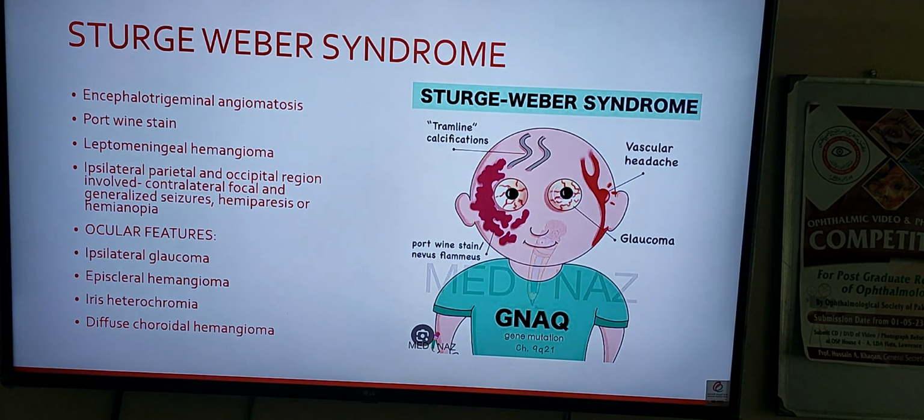The ipsilateral parietal and occipital region is involved, which results in contralateral focal or generalized seizures, hemiparesis, and hemianopia. The ocular features are ipsilateral glaucoma, episcleral hemangioma, iris heterochromia, and diffuse choroidal hemangioma. So whenever a patient with port wine stain comes, you always have to screen for glaucoma, especially if there are lesions present in the lumbar region.